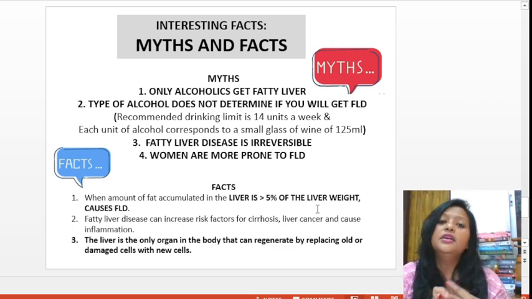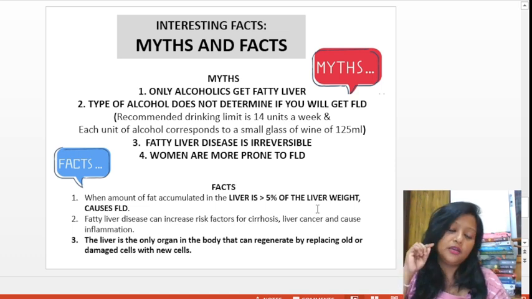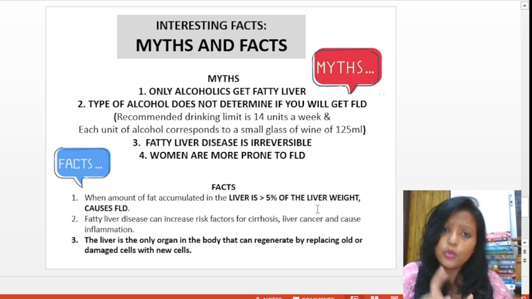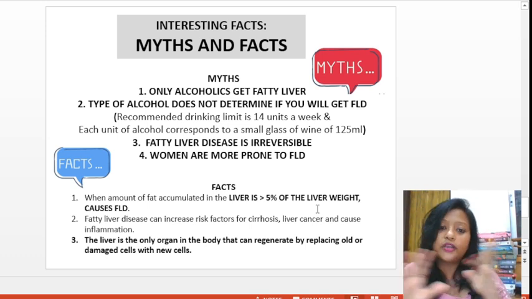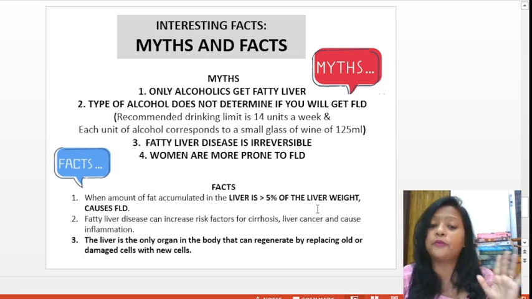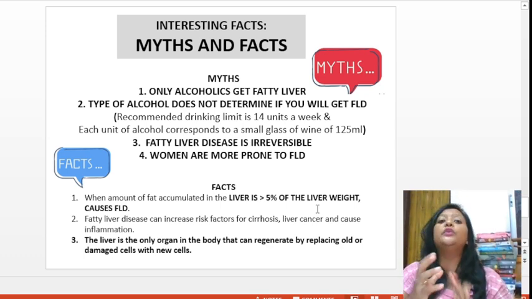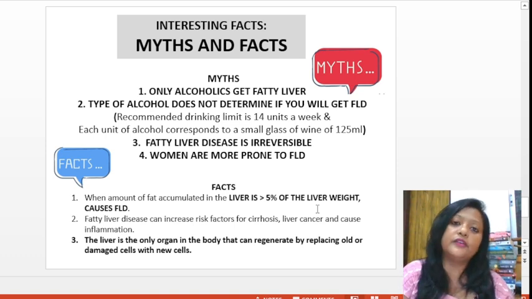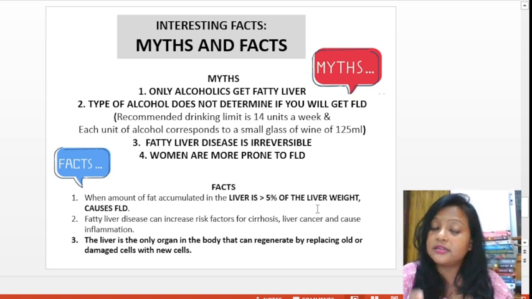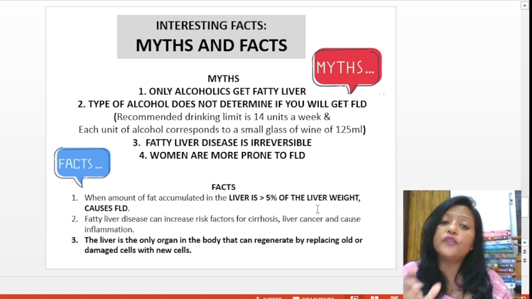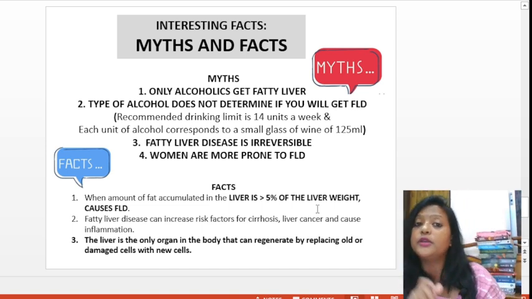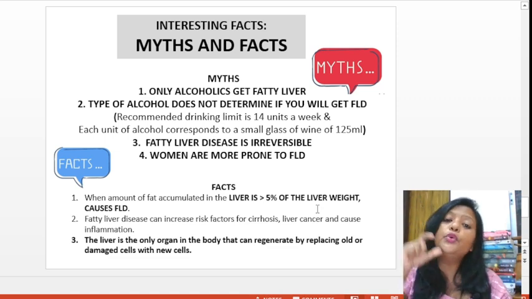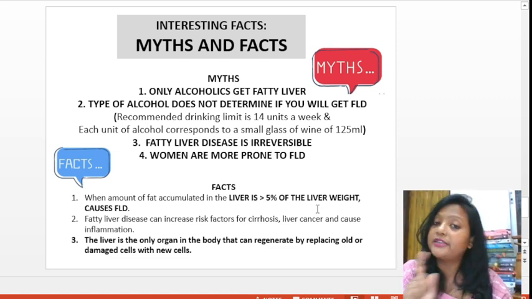Number two is that it doesn't depend whether you're having beer, wine, whiskey or whatever type of alcohol. It doesn't depend on the type of alcohol that determines whether you will get fatty liver disease. It is determined by the amount of consumption, how much you're consuming, that will lead to you suffering from fatty liver disease, not the type of alcohol.